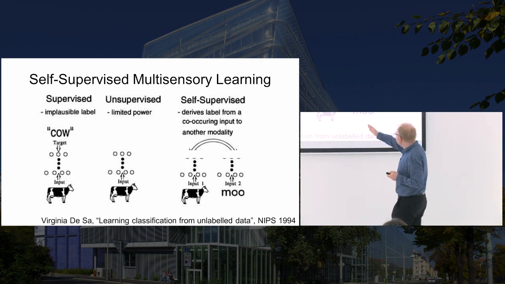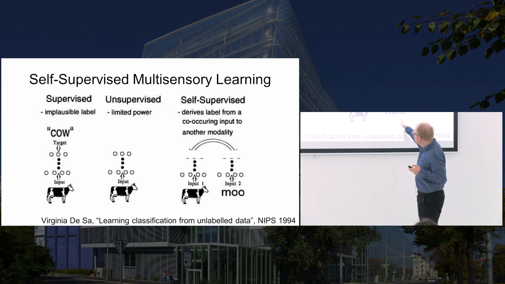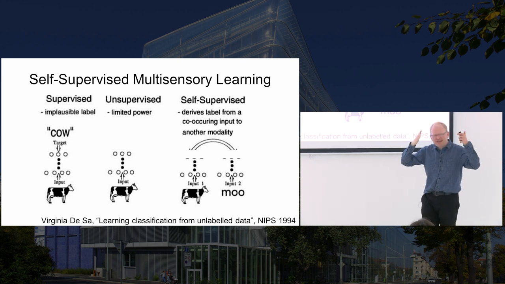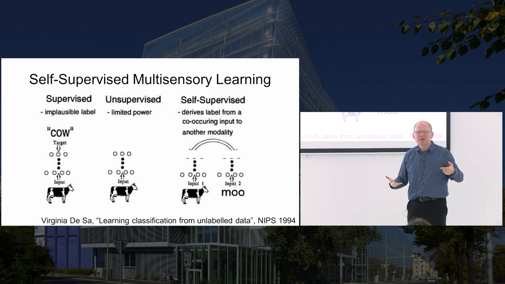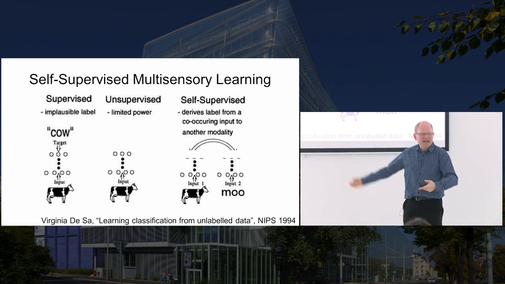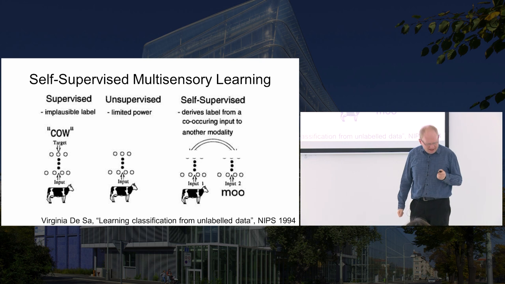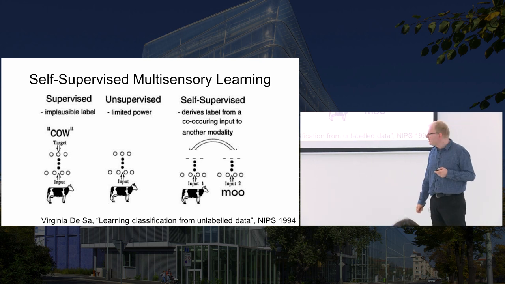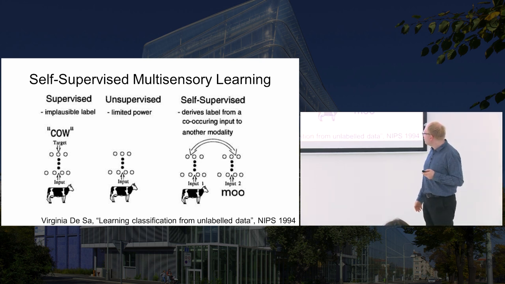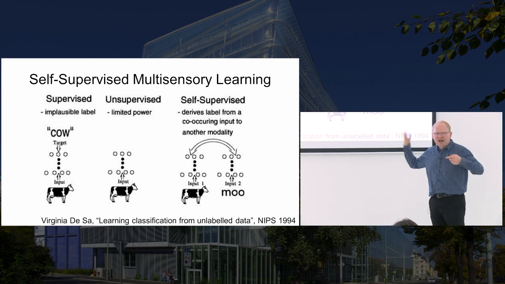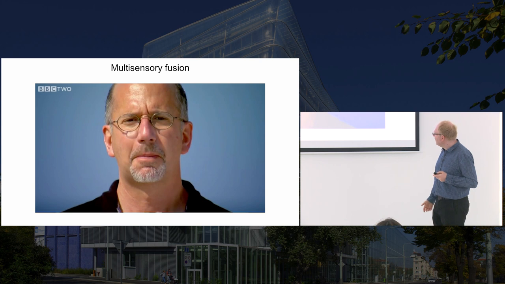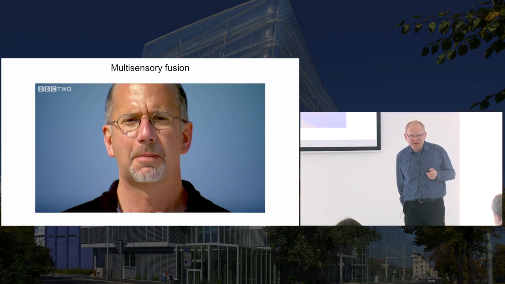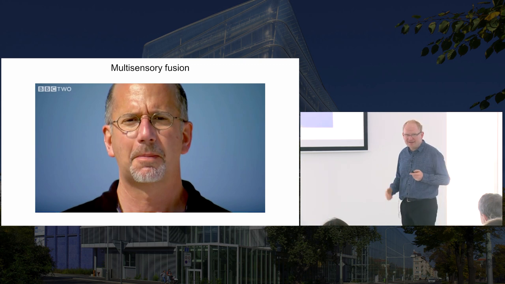The idea here is that you learn about cows by seeing the cow, hearing the moo, associating those two together, and using that as a kind of learning signal. And so recently, we decided to try to use self-supervised learning in this domain. And this is one motivation for why this kind of thing is needed.